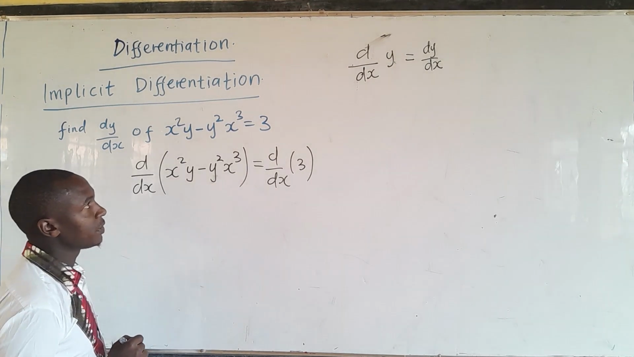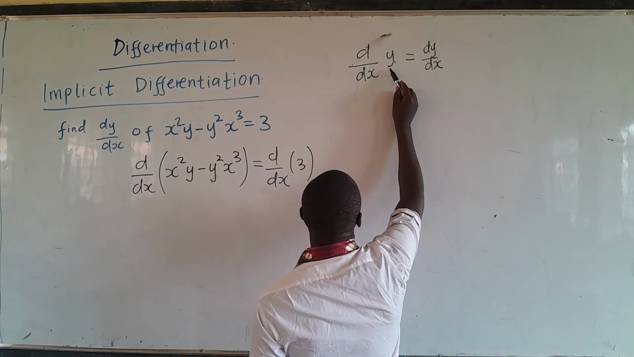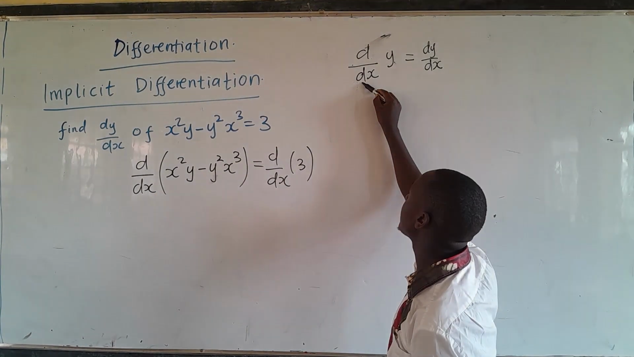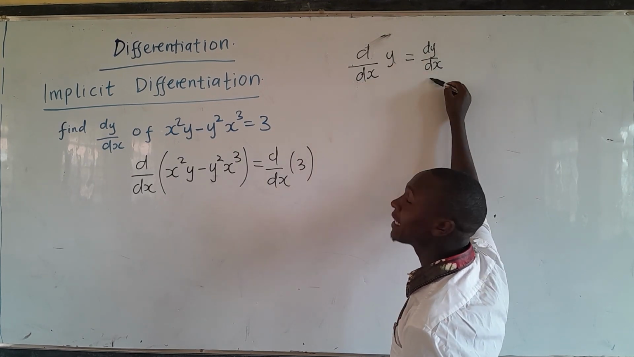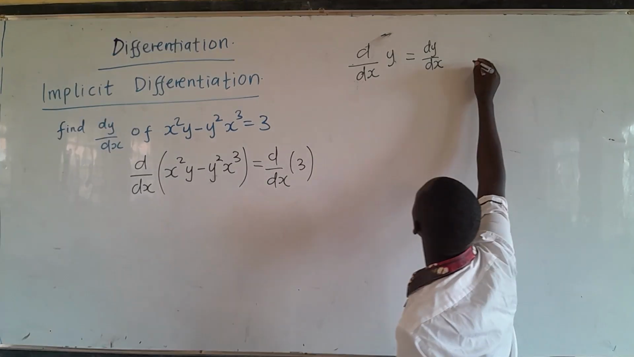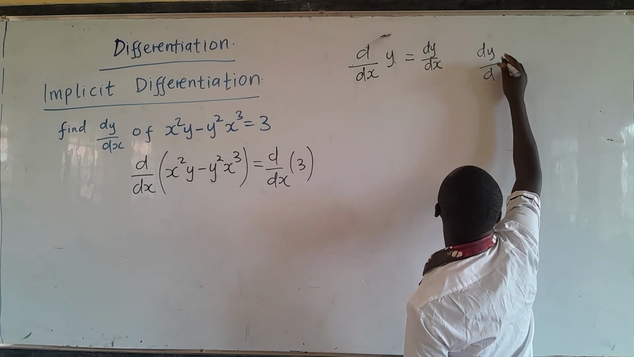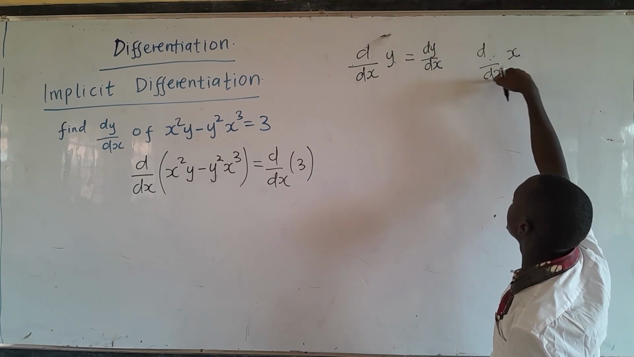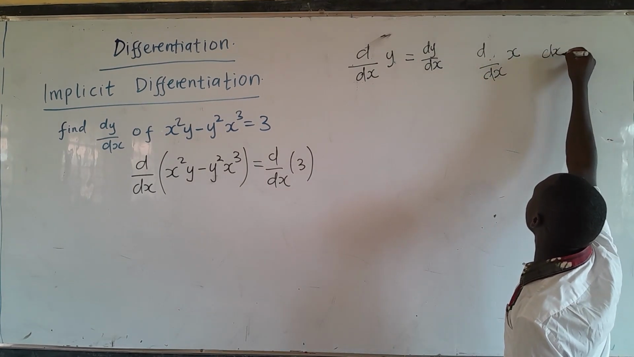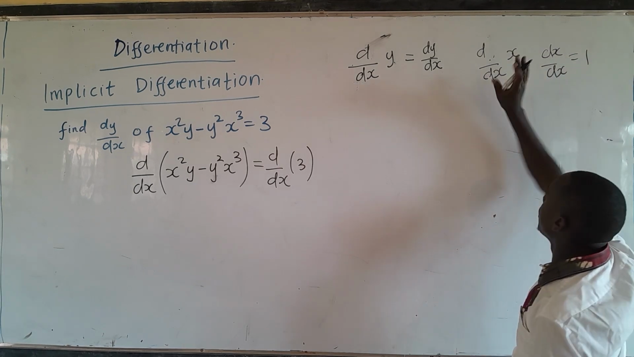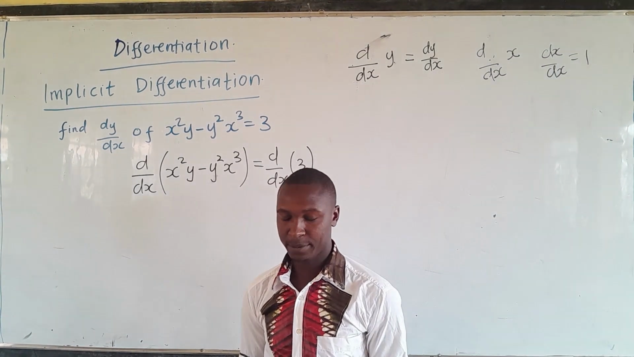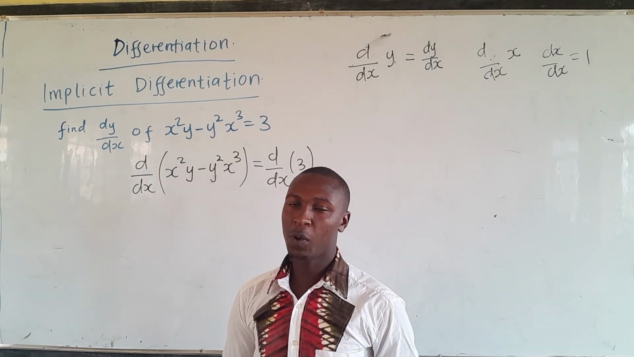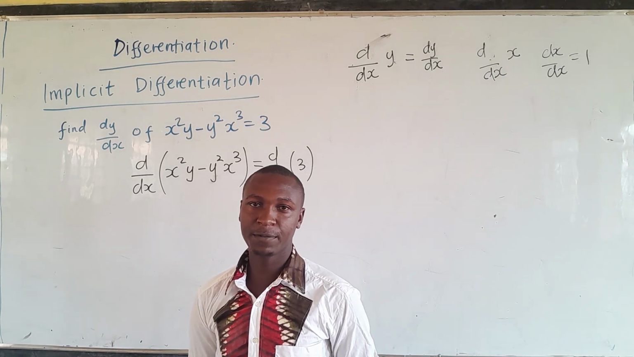I need to tell you something: whenever you have the derivative of a function like y with respect to x, the derivative is going to be dy over dx. But when you have d over dx of x, the derivative is going to be dx over dx, which is 1. Therefore, you are not going to write it, because a 1 can be ignored when it is a coefficient of a given variable.